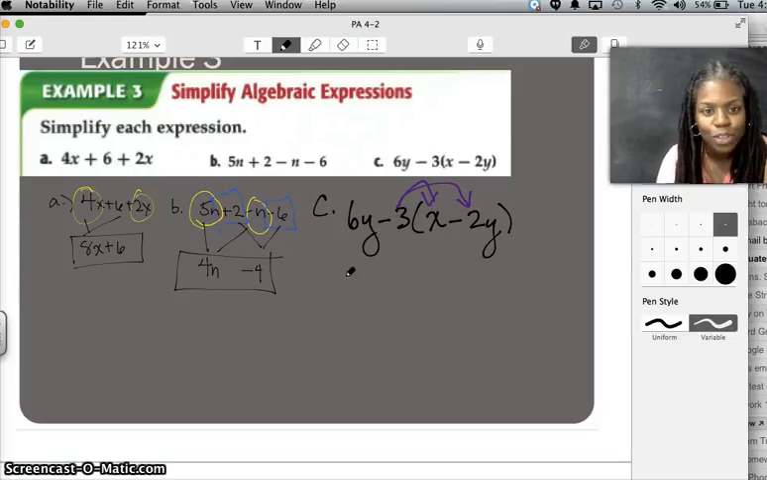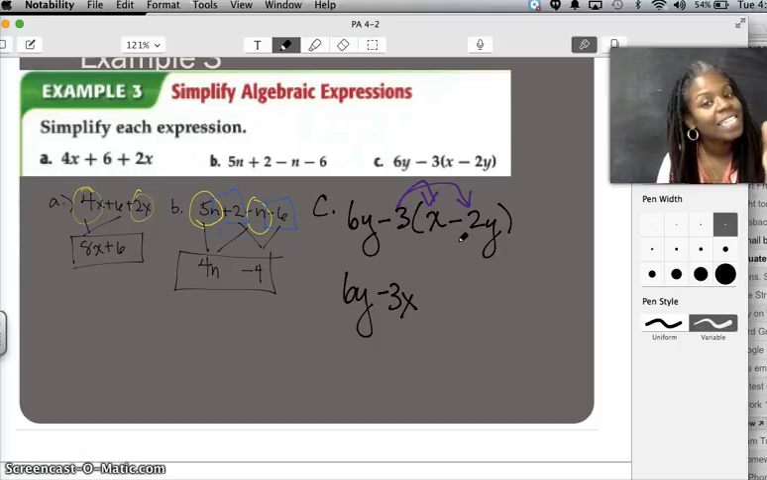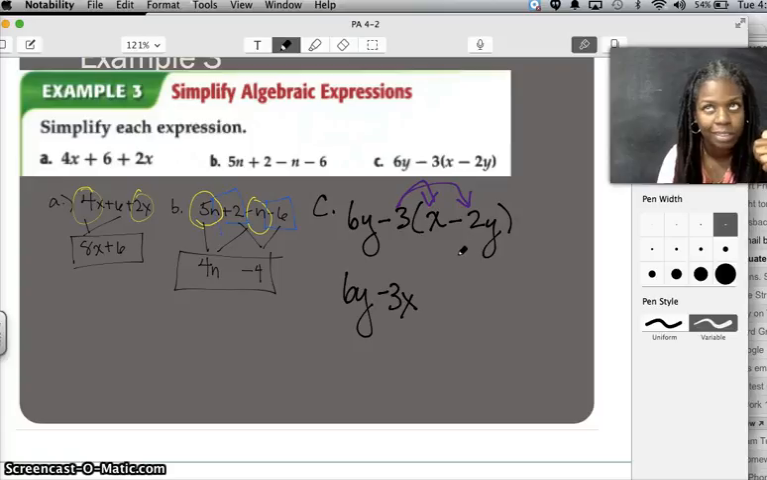And so what I'm going to do is rewrite my 6y, but now when I'm taking this negative 3 throughout that quantity, I'm going to make sure and keep in mind what my sign is. So negative 3 times a positive x is a negative 3x. Negative 3 times a negative 2y, negative times negative. Remember this from chapter 2. Negative times negative is going to give me a positive. I get a positive 6y.